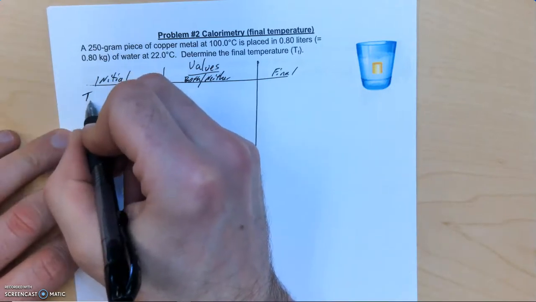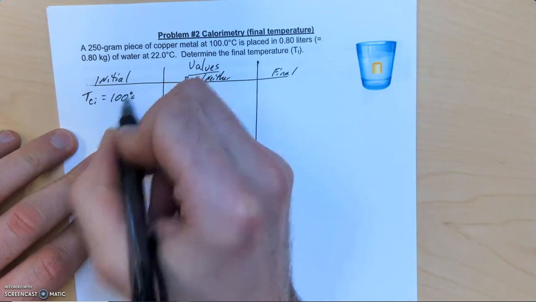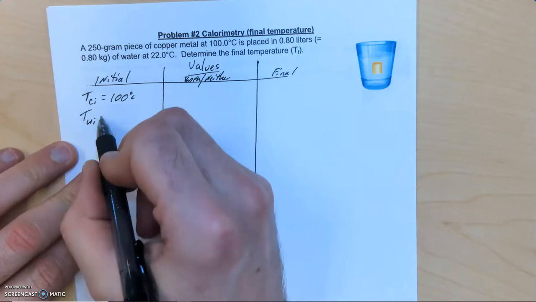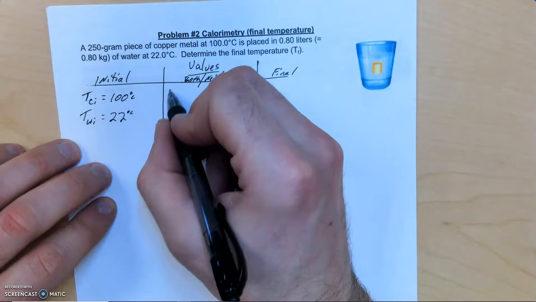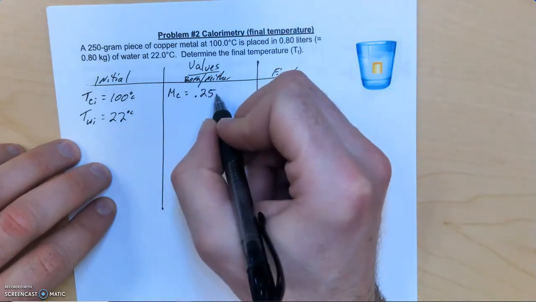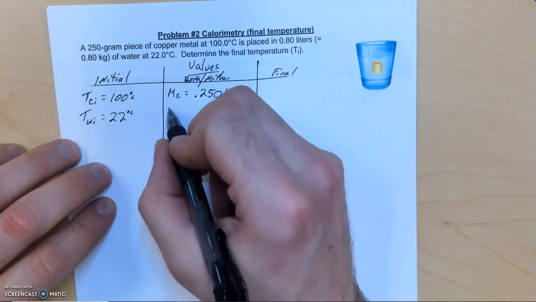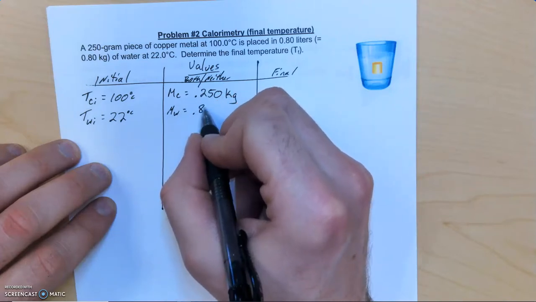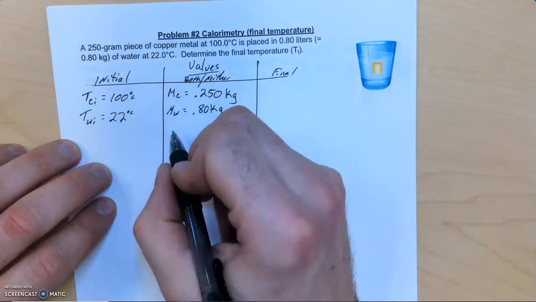So the initial temperature of the copper is 100 degrees. The initial temperature of the water is 22 degrees Celsius. The mass of the copper is 0.25. We got to change it to kilograms, grams to kilograms. Our mass of the water is equal to 0.80 kg.